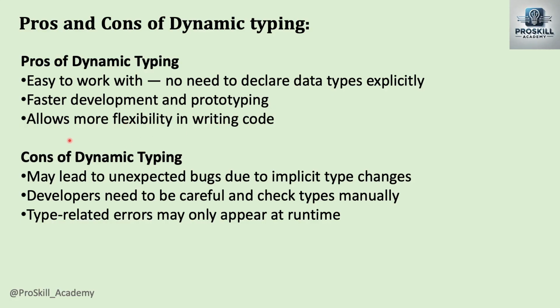But the main problem with this is that it may sometimes lead to unexpected bugs due to implicit type changes. By mistake we can reassign a variable where we don't intend to. So developers need to be more careful and check types manually. Type related errors may only appear at runtime. We don't get a hint of those errors while we are writing the code and compiling it, but during the runtime we may face such problems.